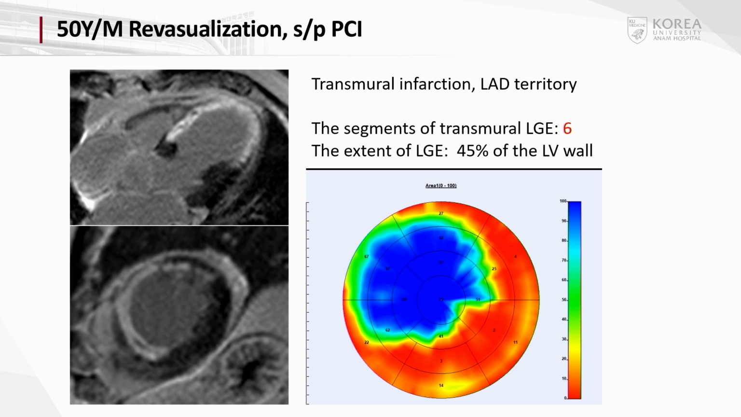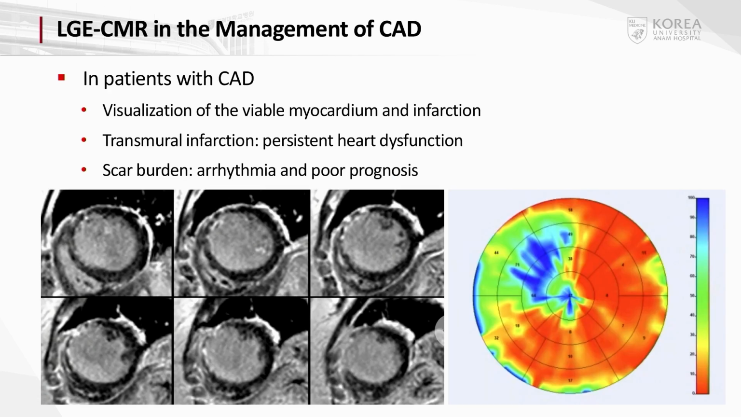So that means that despite successful revascularization with PCI, this patient may have a poor prognosis: heart failure, myocardial rupture, arrhythmia, ventricular tachycardia, and sudden cardiac death. So this patient has a poor long-term prognosis. To briefly summarize, CMR clearly differentiates viable from infarcted myocardium. Infarction indicates irreversible damage associated with poor functional recovery and increased arrhythmia risk.